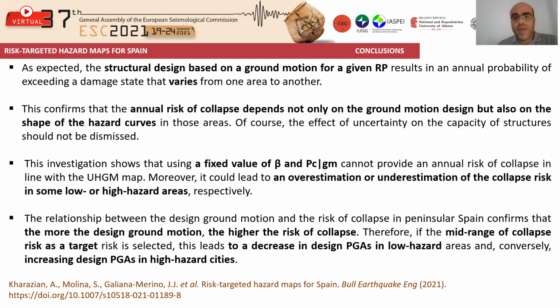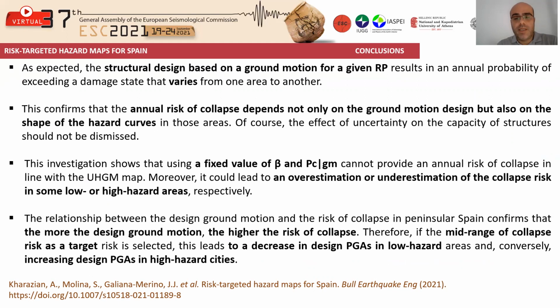The structural design based on ground motion for a given return period results in an annual probability of exceeding a damage state that varies from one area to another. Annual risk of collapse depends not only on the ground motion design, but also on the shape of the hazard curves in those areas. Of course, the effect of uncertainty on the capacity of structures should not be dismissed. A fixed value for input parameters of fragility curves could lead to an overestimation or underestimation of the collapse risk in some low or high hazard areas.